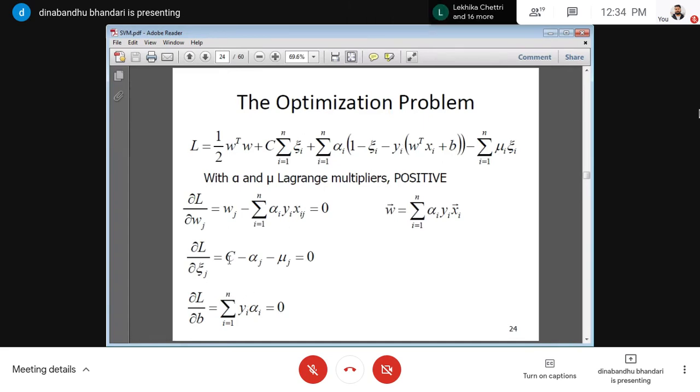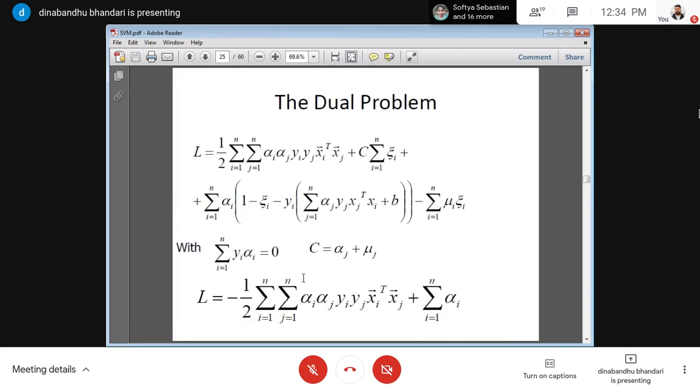Another set of parameters, xi i, we got, and we differentiate this with respect to xi i. Here you got C, and xi i is there. There is minus alpha i, and xi i is here, minus mu i. So you got another one, equal to 0. So these three equations, you put this W here and use this, and you replace that, and we got this one, just like the earlier case.